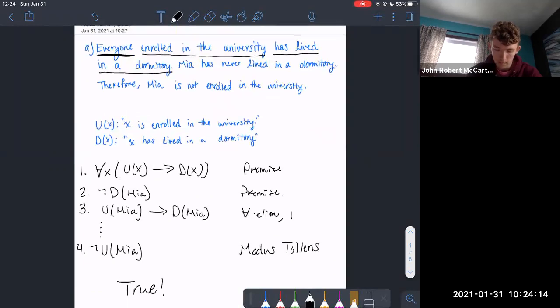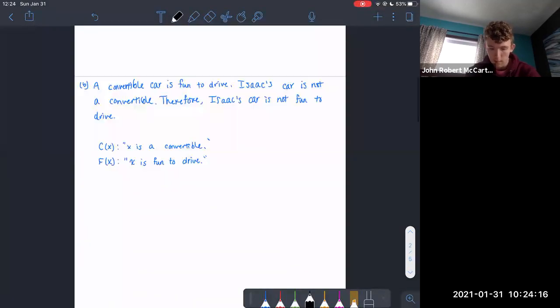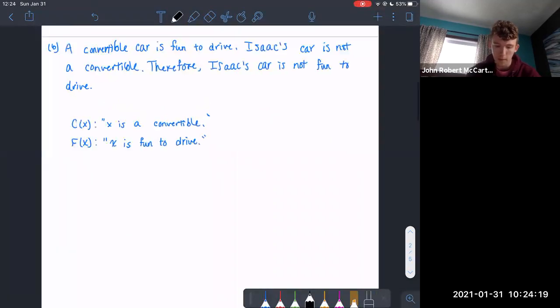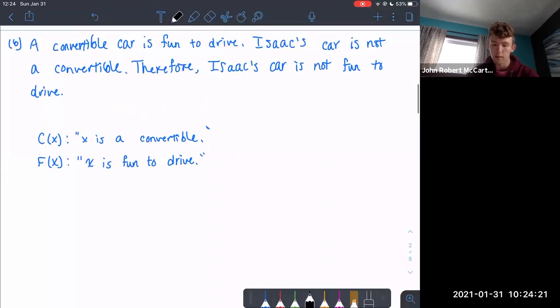All right, moving on. Another set of arguments. So we have: a convertible car is fun to drive. Isaac's car is not a convertible. Therefore, Isaac's car is not fun to drive. So based off of these 3 sentences, we can tell that the objects that we're wanting to quantify here are cars. So our domain of discourse is going to be cars here.